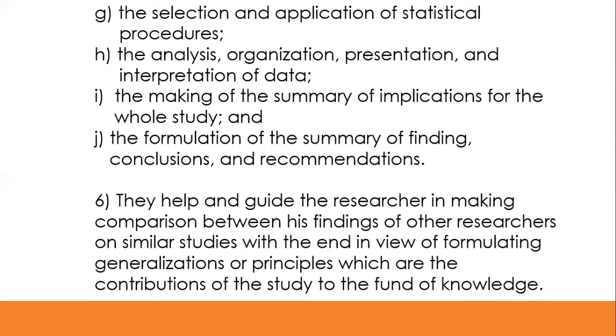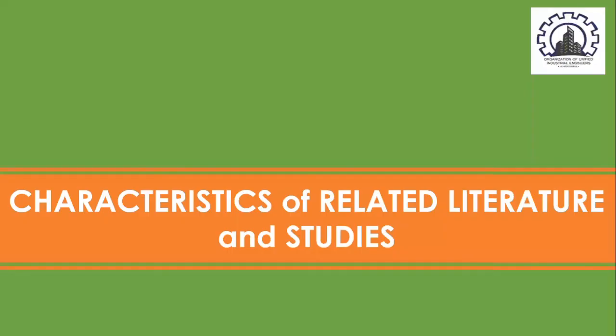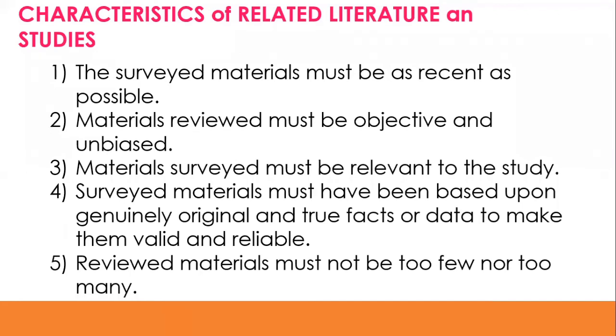And moving on to our next key area, that would be the characteristics of related literature and studies. So, what are the different characteristics of related literature and studies then? Well, there are certain characteristics of related materials that make them of true value. Among these characteristics, first we have the surveyed materials must be as recent as possible. This is very vital because of the rapid social, economic, scientific, and technological changes.